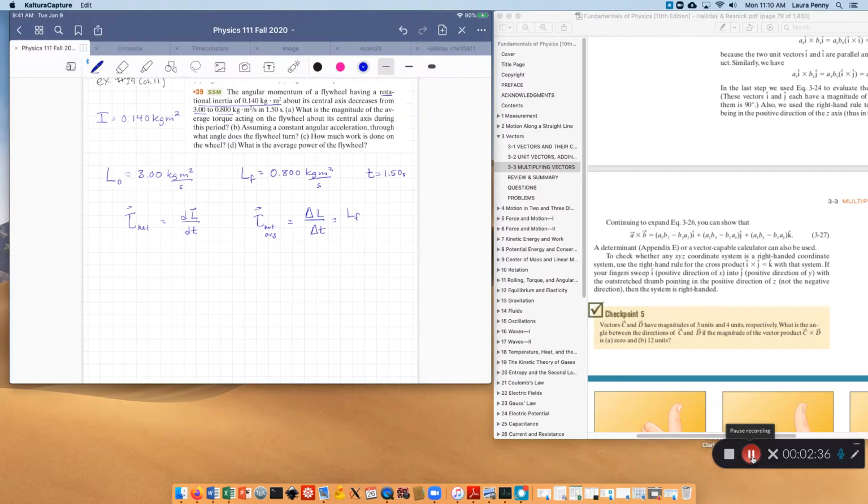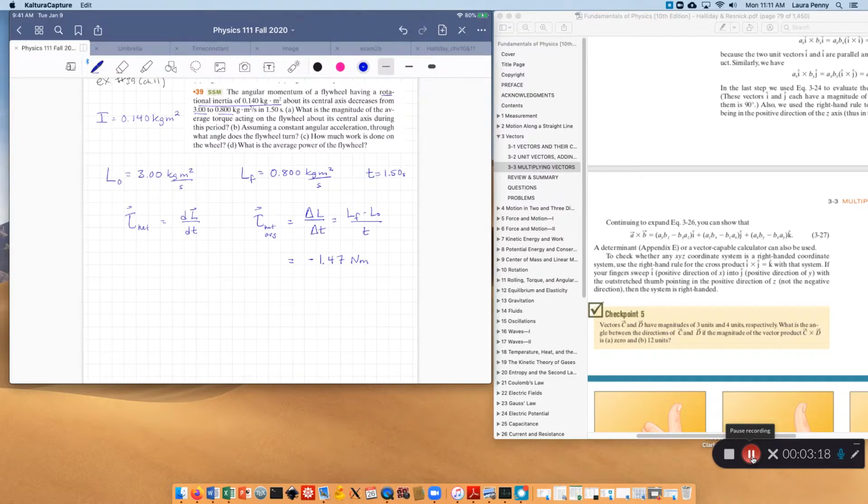So it's going to be L final minus L initial over the time it took here. So for us, that's 0.8 minus 3 divided by the 1.5 seconds. So I end up with an average torque of negative 1.47, and this is a Newton meter because it's a torque. So that's my average torque.